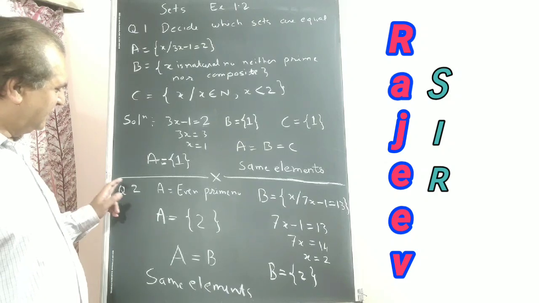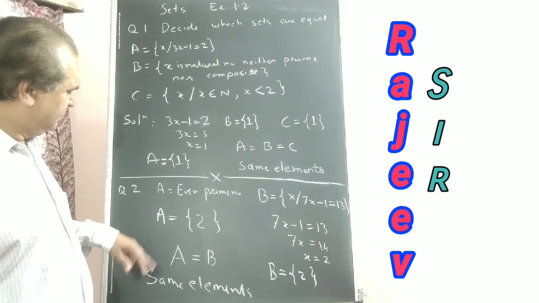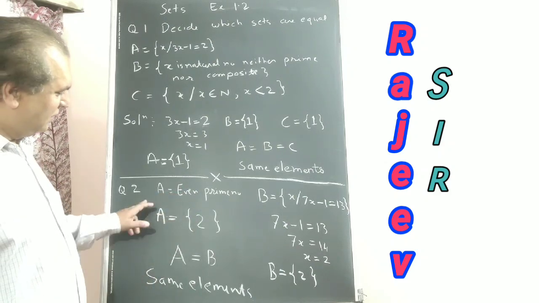Question 2. A is the even prime number. It is not written in word form. There is only one even prime number, and that is 2. Listed directly.